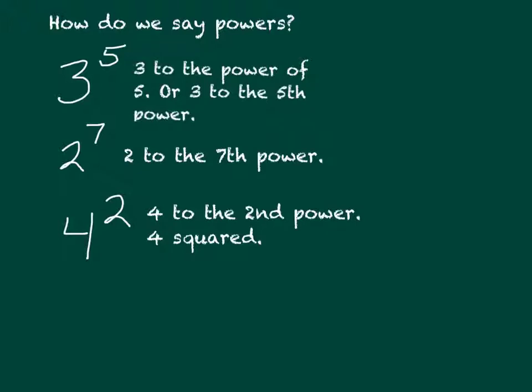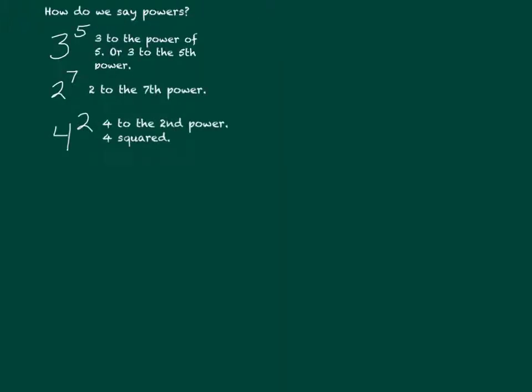So that is one of the special ways of saying a power, and the other one will come in this form right here. Let's say I have a 5 with an exponent of 3. How would we say this one? We will say this is 5 to the 3rd power, or the special way, we would say 5 cubed.